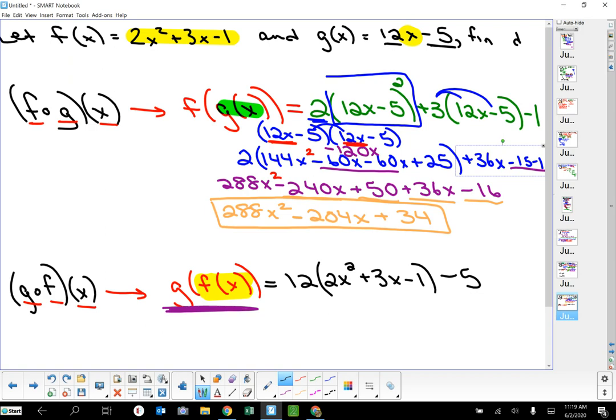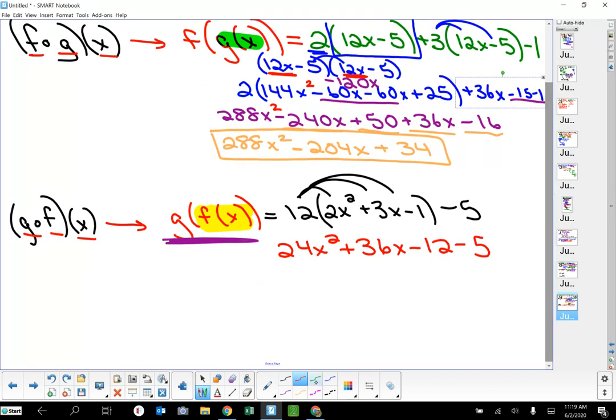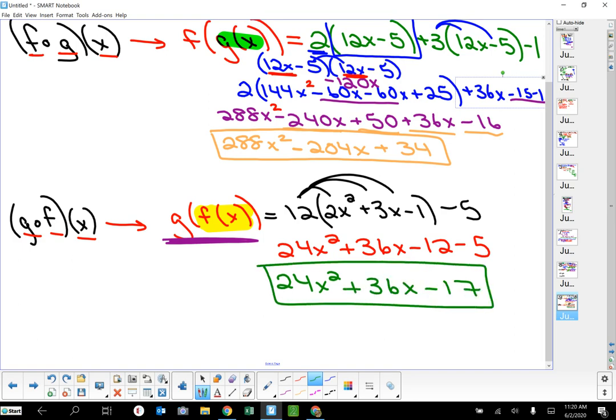This guy's going to be a little more straightforward because there's no foiling or anything for us to do. So I'm going to distribute here. 12 times 2 is 24x squared. 12 times 3 is 36x. Minus 12 minus 5. Combine like terms. 24x squared plus 36x minus 17. Okay, so that's the intro to composition of functions.